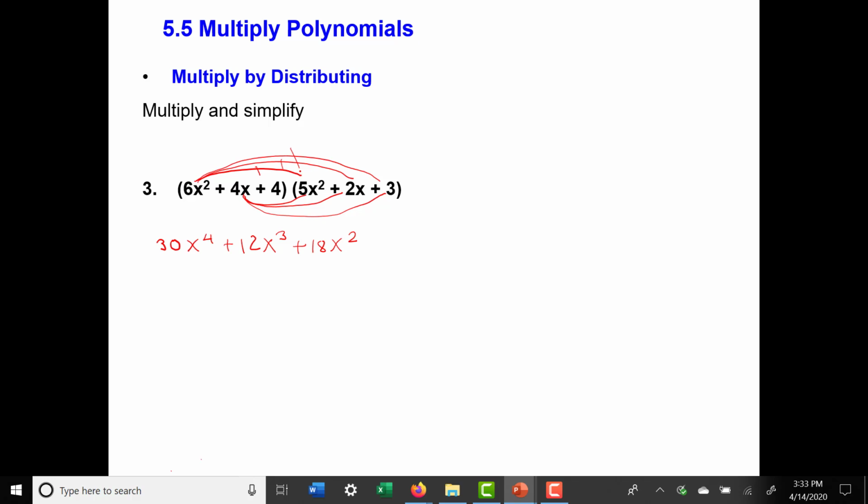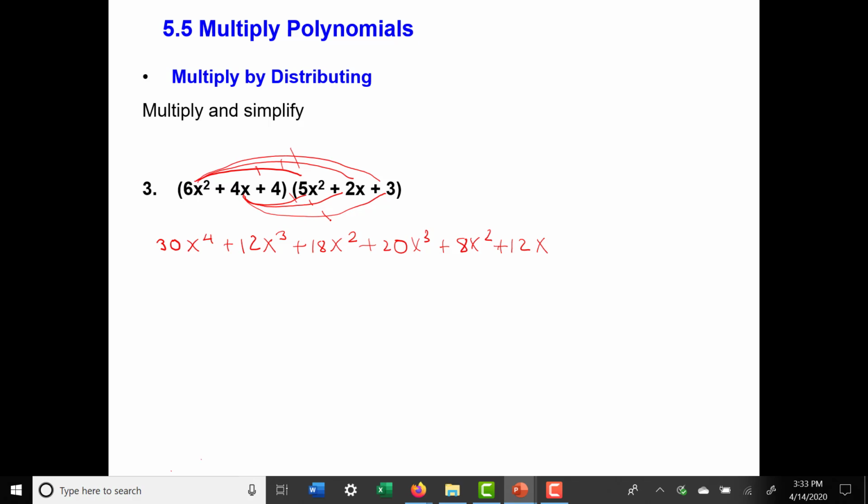Now let's multiply the second term. We need to distribute 4x through the second parenthesis. Then 4 times 5 is 20, positive 20. x times x to the second is x to the third. 4x times 2x is 8x to the second, and 4x times 3 is 12x. And we're done with these 3.